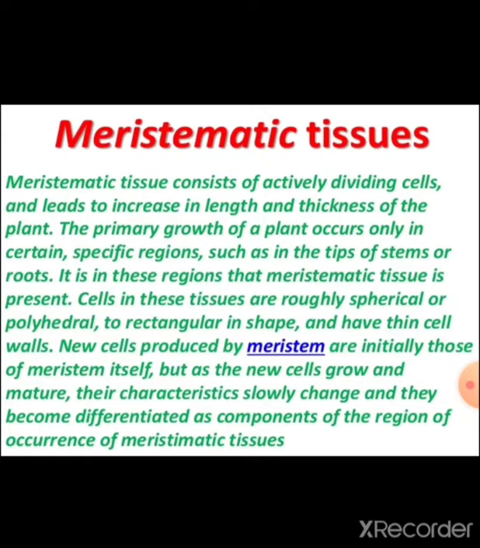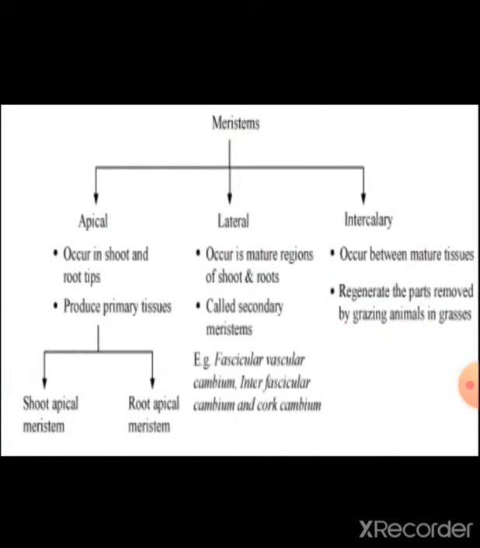The basic characteristics of meristematic cells are that they divide again and again, form new cells, grow, and mature. Their characteristics slowly change and then they become differentiated as components of the region of the occurrence of meristematic tissues.